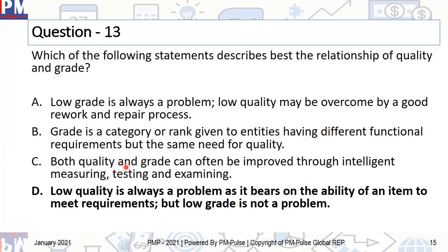Now, C, both quality and grade can often be improved through intelligent measuring. Yes, quality could be improved, but grade is what the customers require. So even C is incorrect. So the best answer for this question is D.